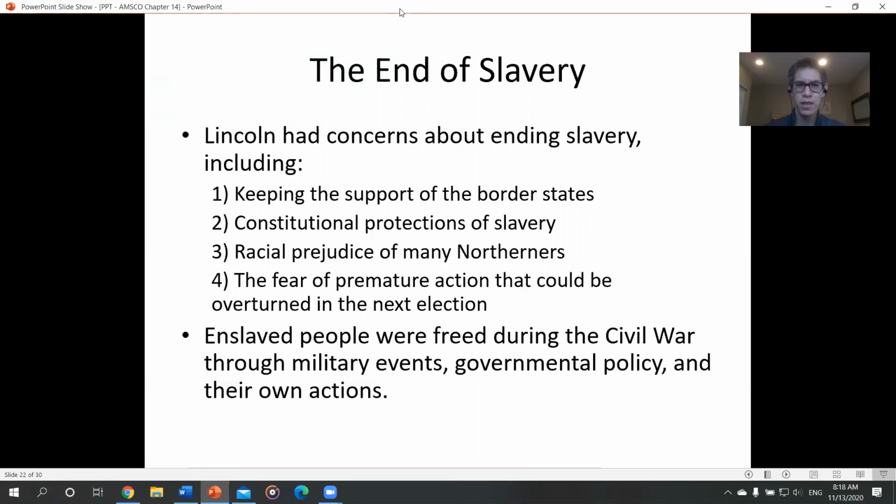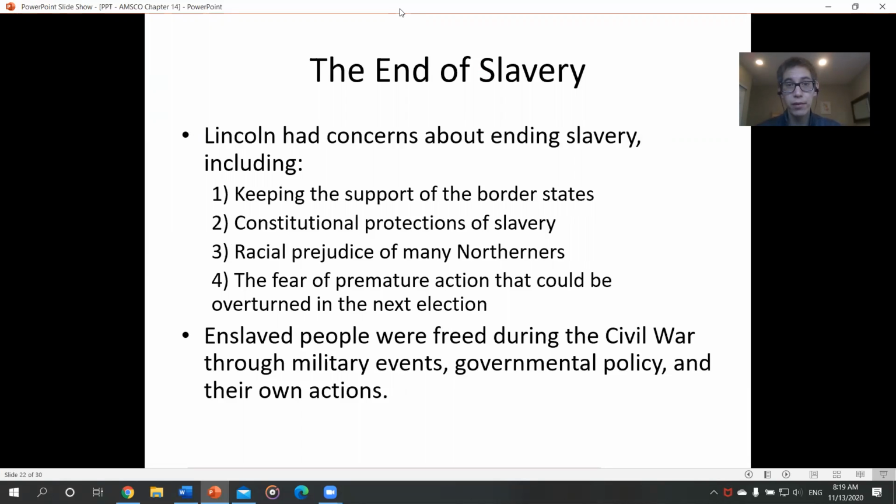He also thought that the Constitution protected slavery. Think about Dred Scott versus Sandford that said slaves were property. And a lot of Northerners were very racist. They still had racial prejudices. And remember, Northerners benefited from slavery with the economic profit they were making, not from the slave trade, but from agriculture and plantations. And then Lincoln was also just worried that if he did too much too quickly, the next election he would lose, and the other side would just change everything that he did.